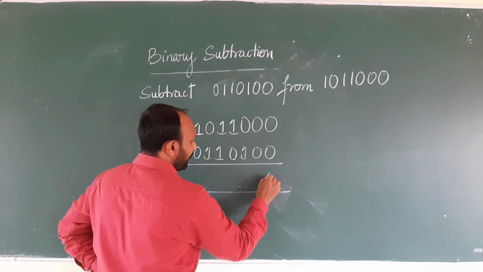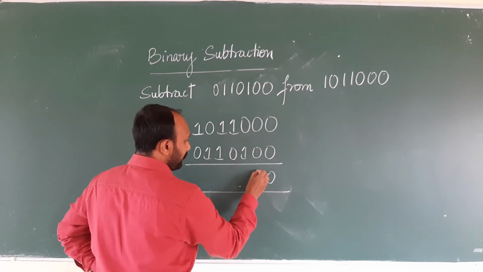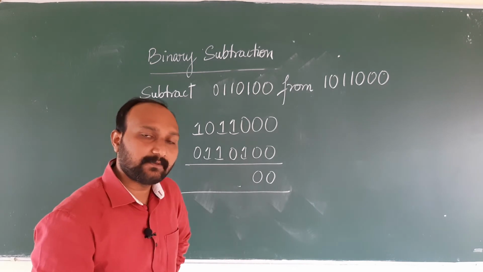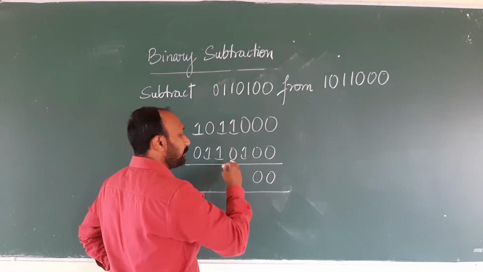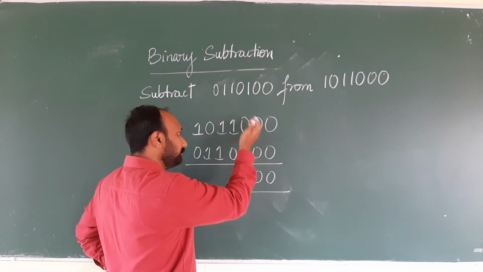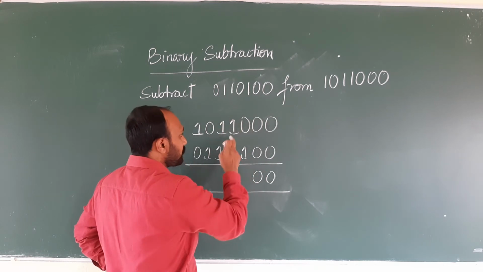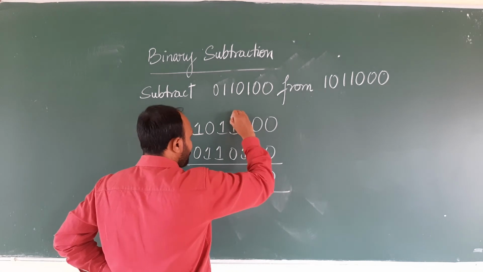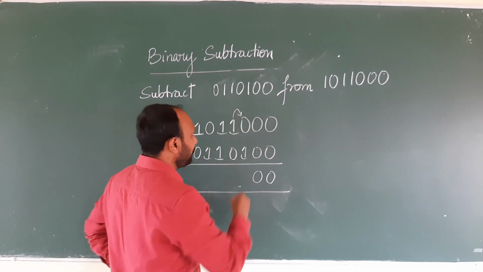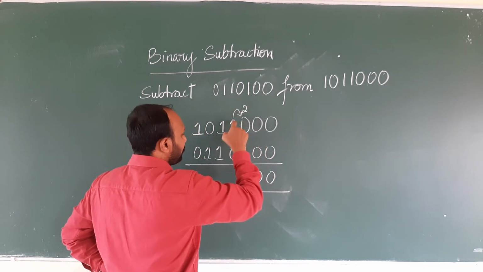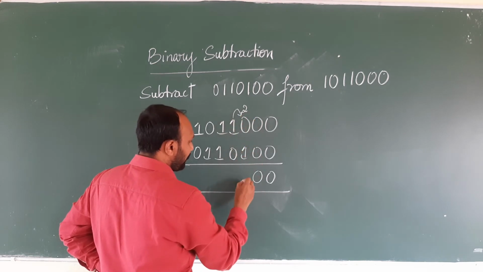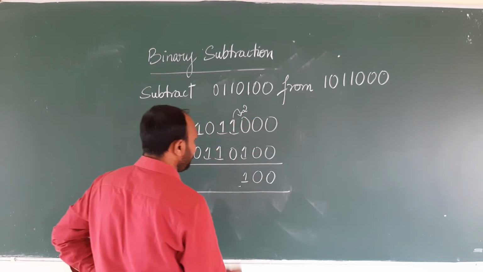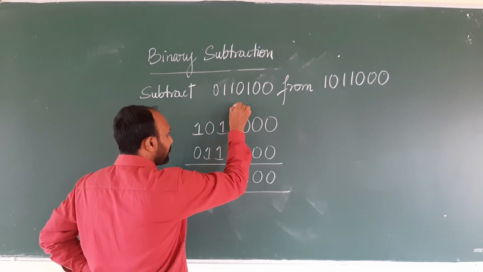0 minus 0 is 0, 0 minus 0 is 0, 0 minus 1, no, I cannot subtract 1 from 0. So, what will I be doing? I will be borrowing 1 from the higher column. I will be borrowing 1, nothing but its base. So, 2 minus 1 is 1. 2 minus 1 is 1. So, here I am left with nothing, that is 0.